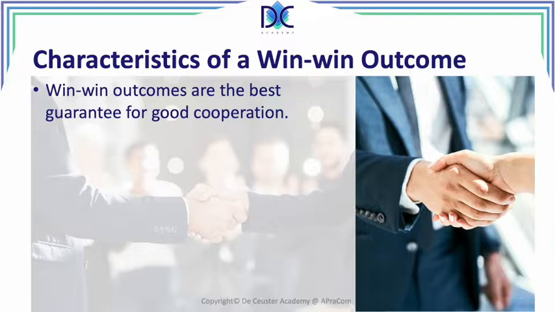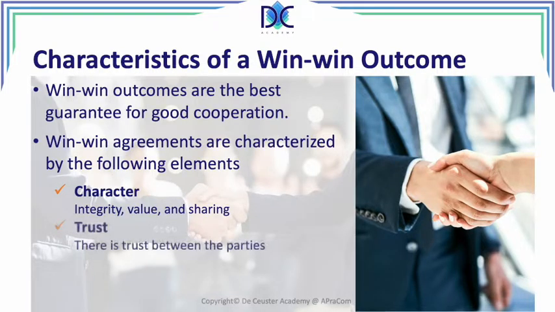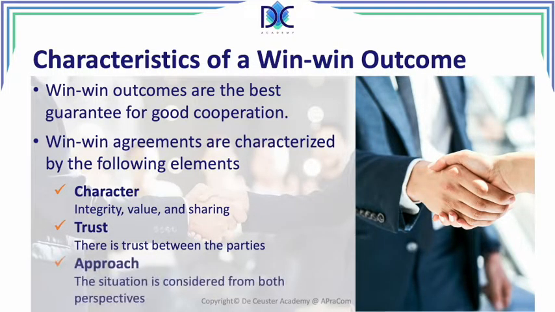And when we have a win-win agreement, we can categorize it by the following elements. There is the character, we have integrity, there is value, and we are sharing things. There is trust between the parties, and the situation is considered from both perspectives. And like I said before, we try to find how we can accommodate what the other party wants and give it to them if it doesn't cost us too much money. So we try to find a way to satisfy the other party.